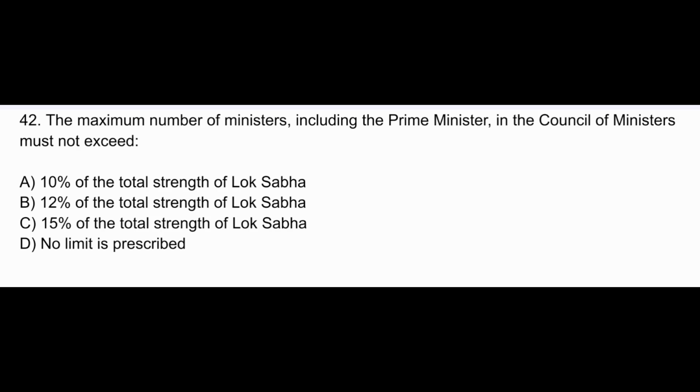Next question. The maximum number of ministers, including the Prime Minister, in the Council of Ministers must not exceed: A, 10% of the total strength of the Lok Sabha; B, 12% of the total strength of the Lok Sabha; C, 15% of the total strength of the Lok Sabha; D, no limit is prescribed.